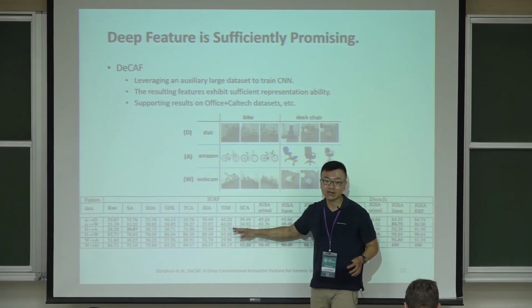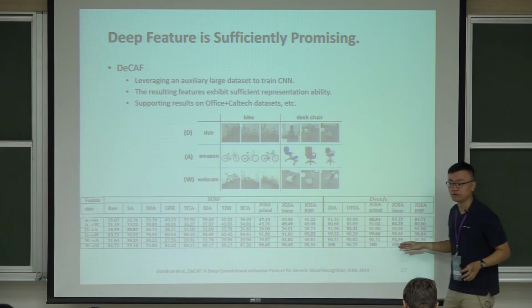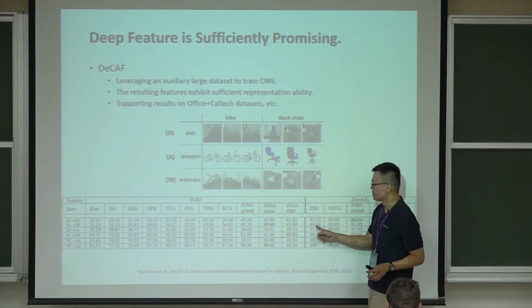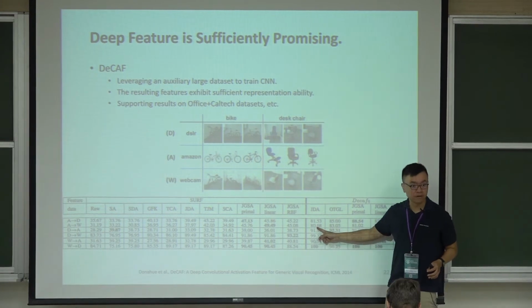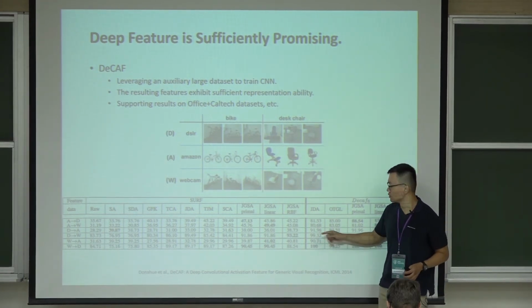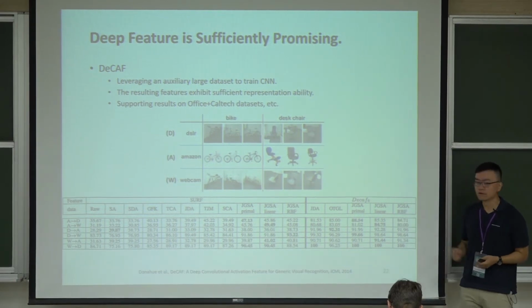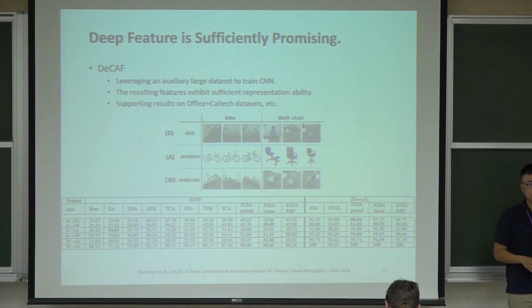Anyway, but what happens when we move to CNN features? You can see that for JDA, using CNN features, the performance had a big jump from 30, 40 something to 80%. So you can see that using a more powerful feature really helps.